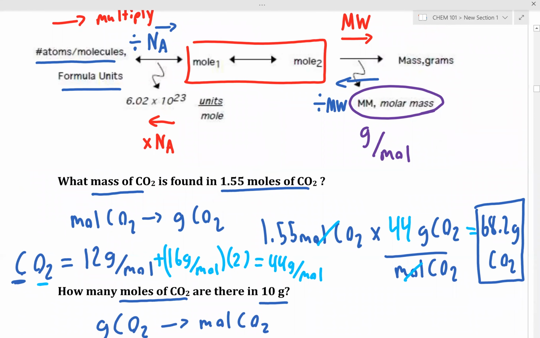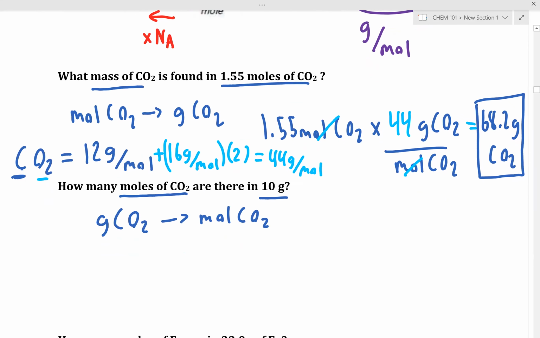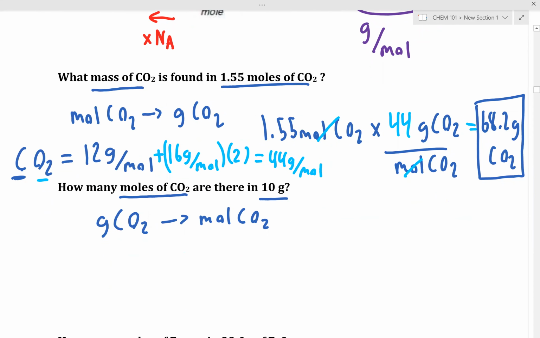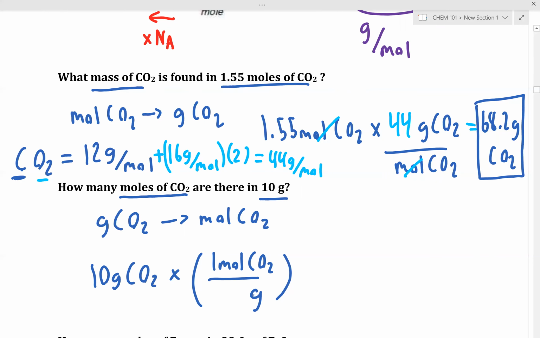If we wanted to go from grams to moles, what does our solution map indicate? What are we going to divide by what? The molar mass, exactly. So then let's do just that. So we have 10 grams of carbon dioxide. In the end, what units need to be on the top? Moles. So in 1 mole of CO2, we have how many grams? Did we already figure that out? 44. Yep.